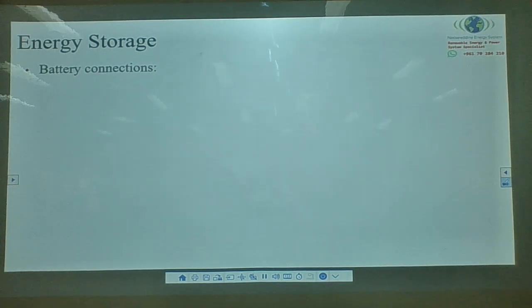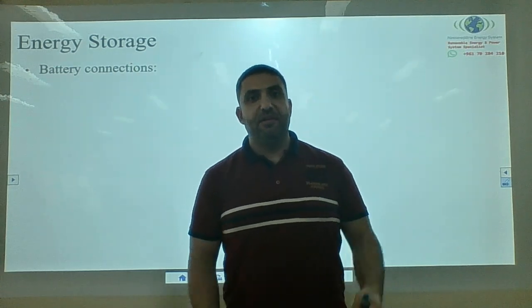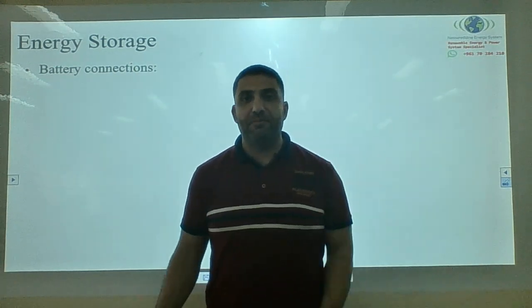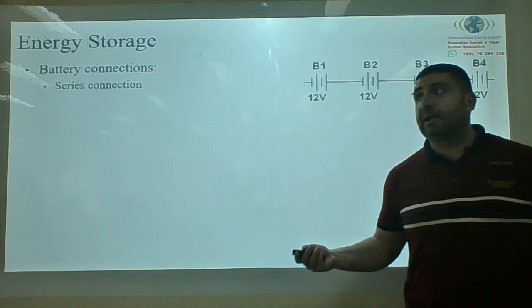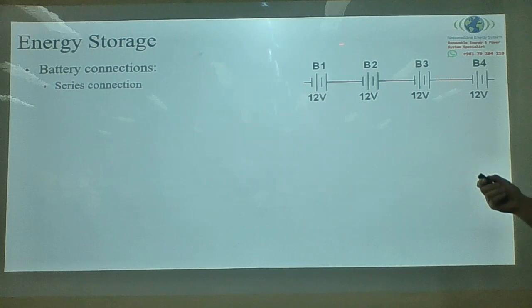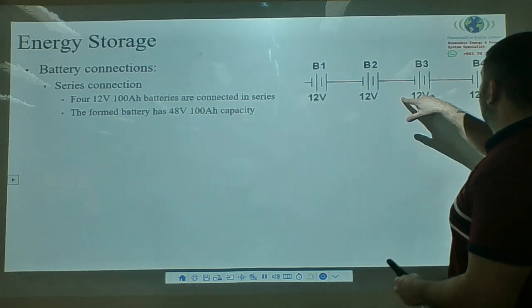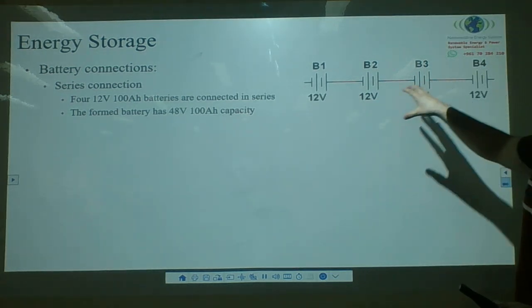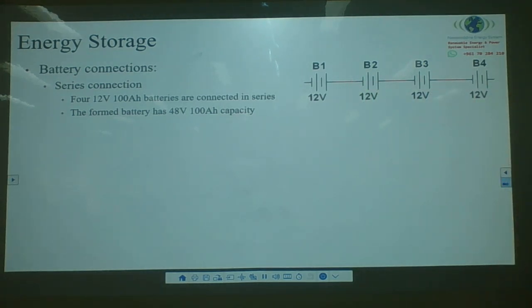Now, batteries are very heavy if you want to go to large amps, 200 amps, 250, 500 amps. So what I do is connect batteries in series and in parallel connections. When I connect in series, for example, 12 volt, 100 amp connected in series, the total output will be 12 plus 12 plus 12 plus 12. So the total is 48 volt, staying at the same current because they're in series. The same current goes through.